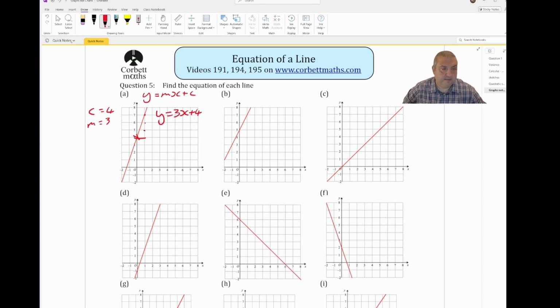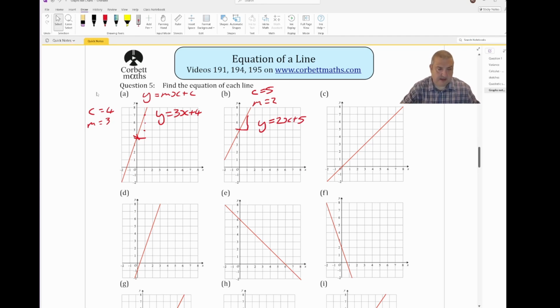So this next one, we need to find a value of c. c is where it crosses the line here, 5. And then we need to find the gradient. Well, every time it goes across 1, it goes up 1, 2. So m equals 2. So our equation is y equals 2x plus 5. Fairly straightforward.